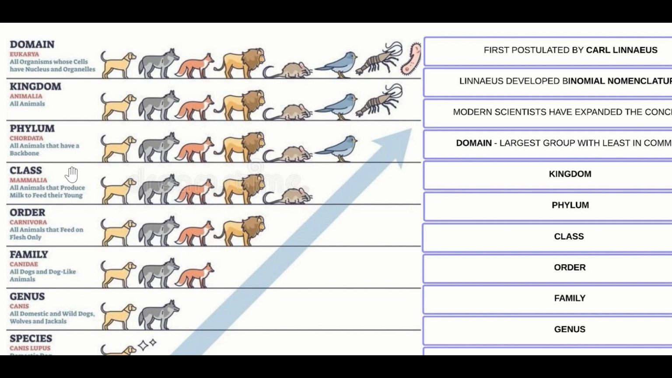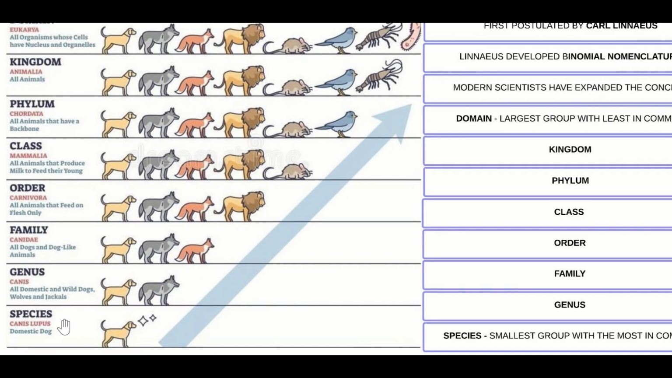Then comes the class Mammalia, which is mammals, which feed their young milk and have a 4-chambered heart and are covered in fur, etc. Then we have order Carnivora, which means that they feed off flesh or meat. They are carnivores. Then we have the family Canidae, which is dog-like animals. Next is the genus Canis, which is all dogs, including wild dogs and the dogs we have at home. And finally, we have species, which in this case is Canis lupus, but Canis lupus is not the domestic dog. Canis lupus is a wolf. The domestic dog is Canis familiaris.